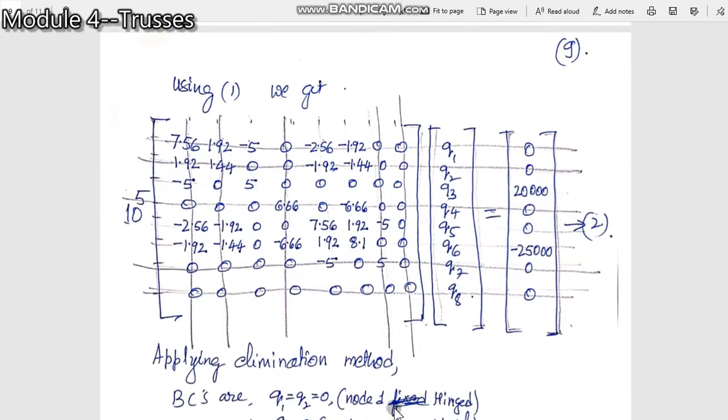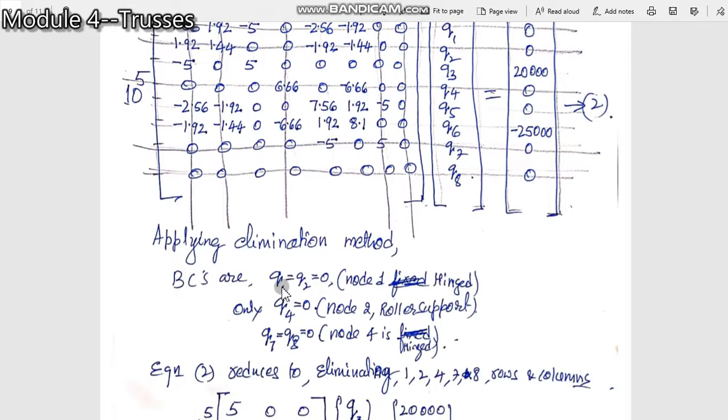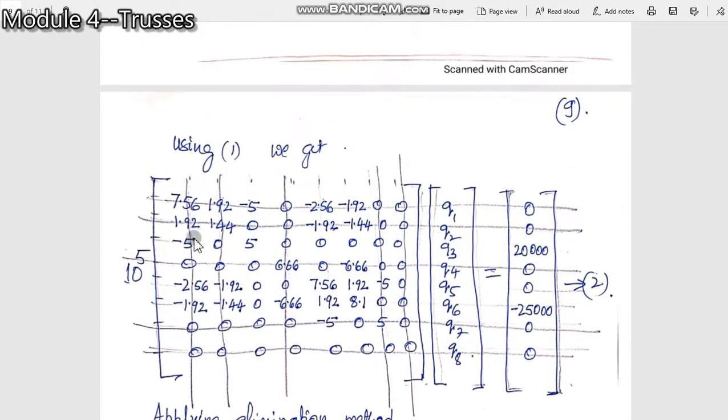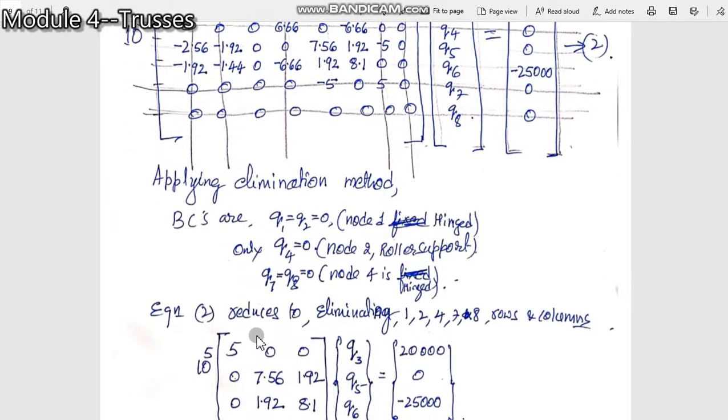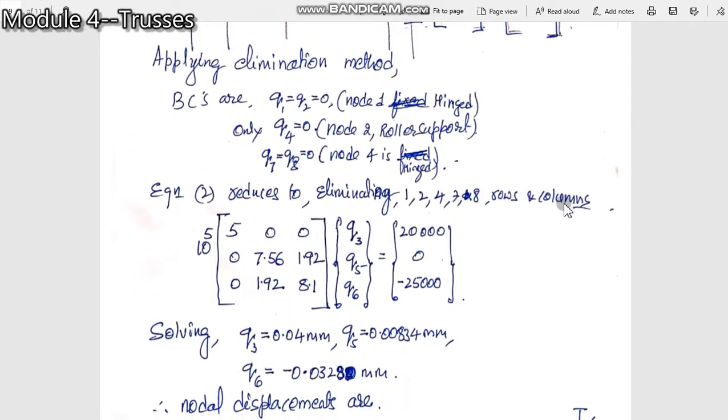Now let us use the elimination method. The boundary conditions are: if you look at node 1, node 1 is hinged, so Q1, Q2 are 0. Similarly, node 2 is a roller support, so Q4 is 0, Q3 is not 0, and node 4 is again hinged, so Q7, Q8 are 0. This is to be understood properly. Using the elimination method, you delete the respective rows and columns. So rows and columns 1, 2, 4, 7, 8 are deleted and you get a simplified matrix.